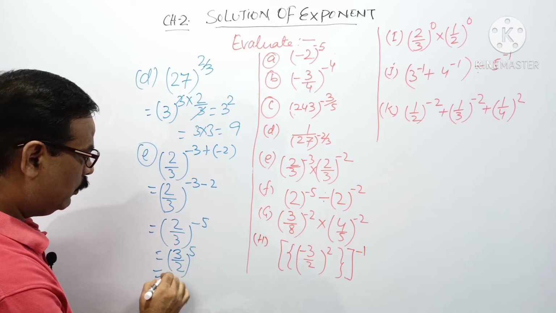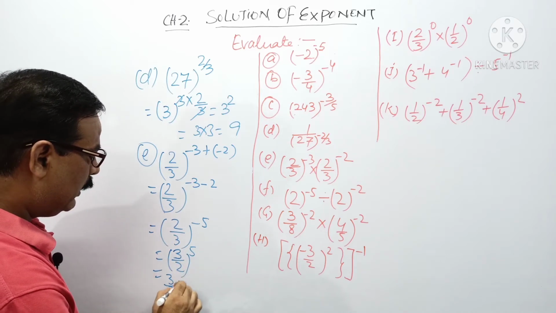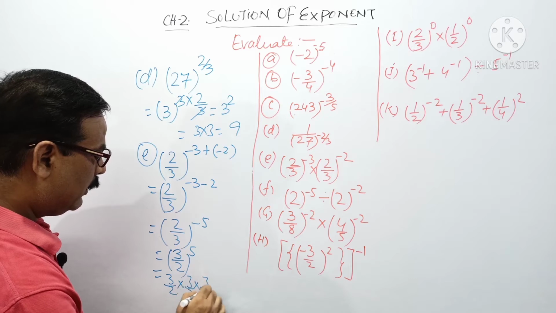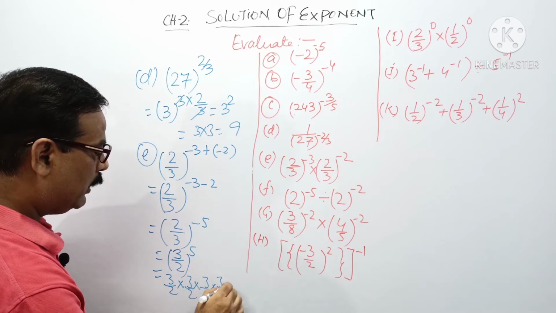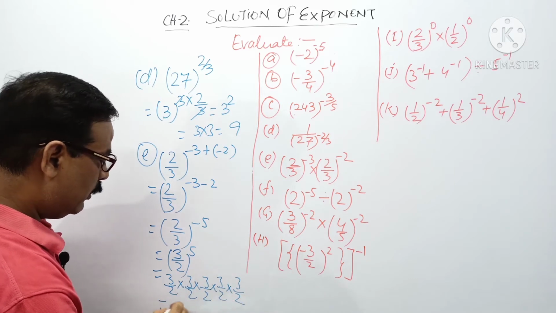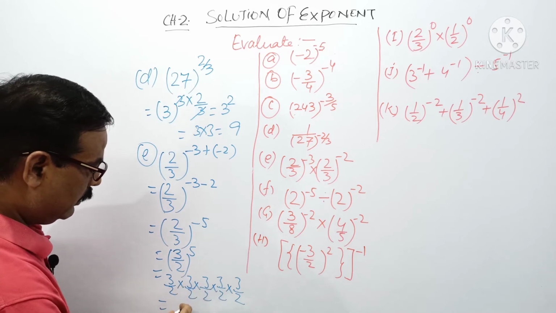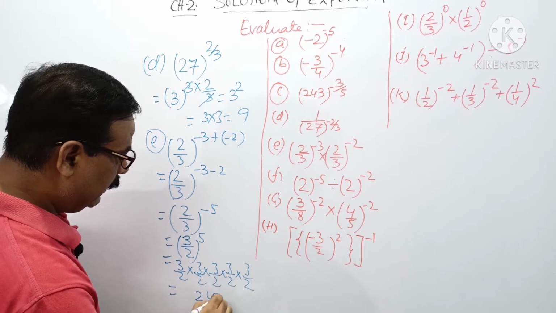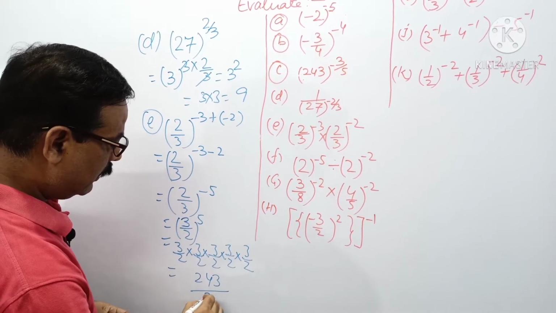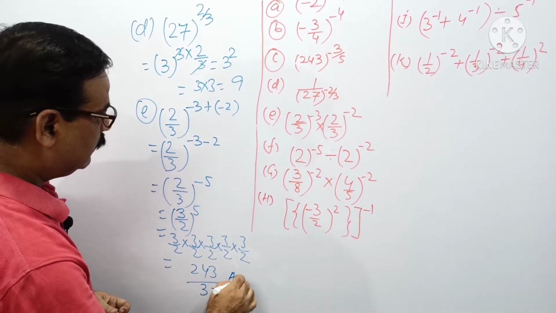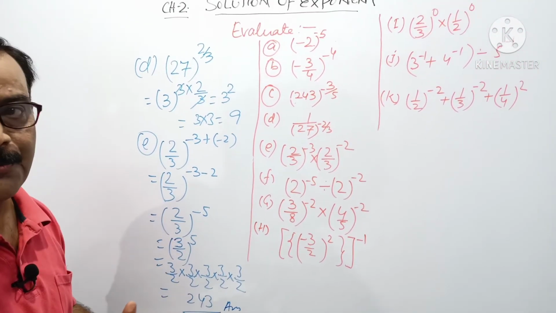So the value of this term is 3 by 2 into 3 by 2, 3 by 2 into 3 by 2 into 3 by 2. So the answer of this question is 243 by 32. This is the answer of question number E.